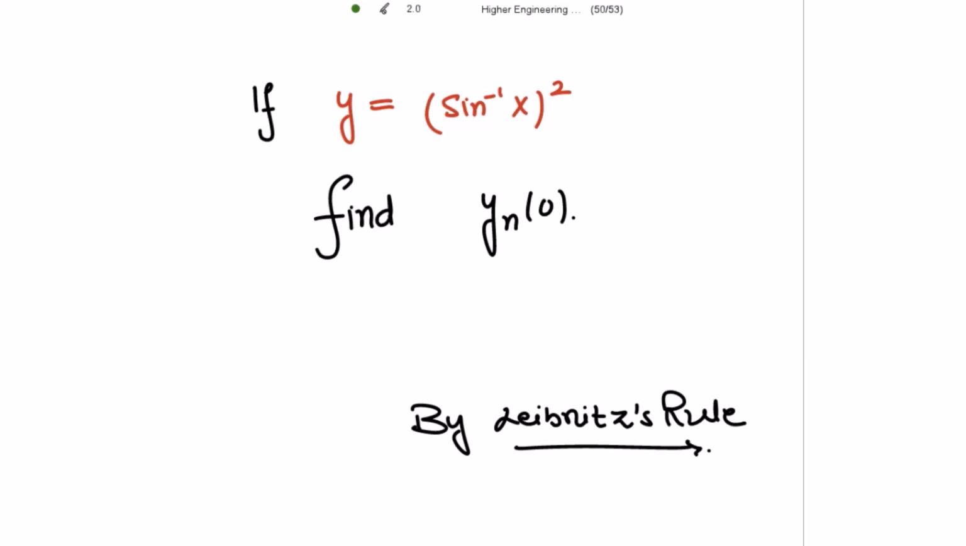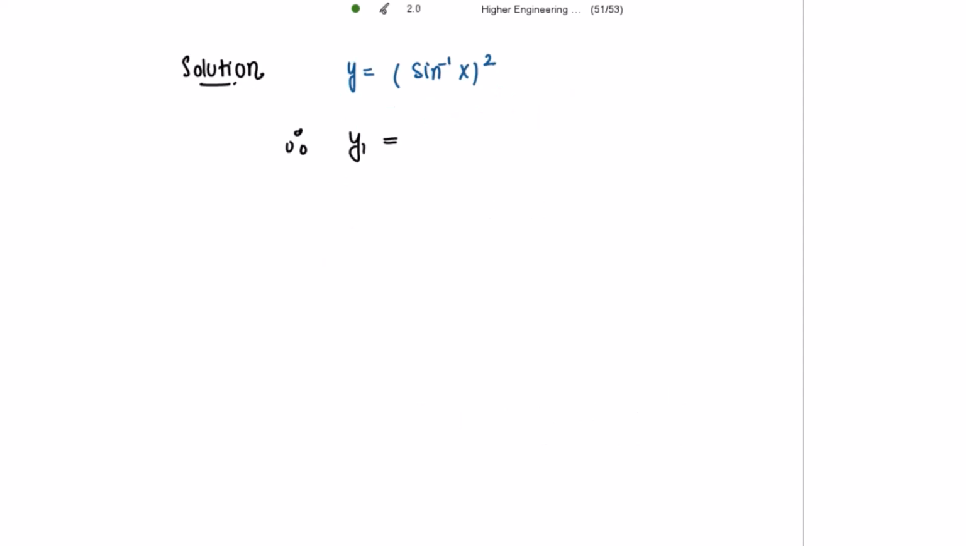inverse x whole square, then we need to find the nth derivative of y with respect to x at x equal to 0. So for that we are going to use the Leibniz rule over here. So y is given to us, then finding the first derivative with respect to x, we get 2 sine inverse x into the derivative of sine inverse x, that is 1 divided by square root of 1 minus x square. Let's square both the sides and cross multiply.